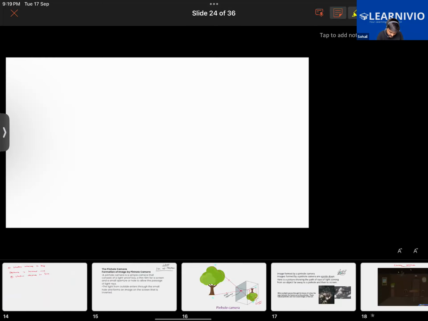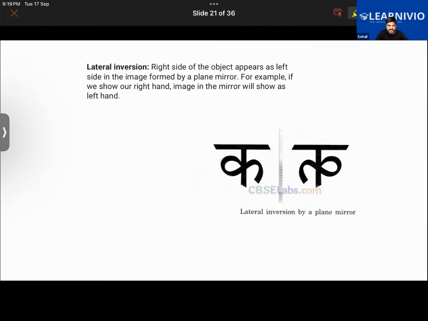Okay, anyways, just take a look at this one. Now this is a Hindi letter. So this is how it will look in the mirror. This is the actual letter, and this is its image in the mirror, reflected like a mirror view. Exactly, so it gets reversed. Left becomes right, right becomes left.